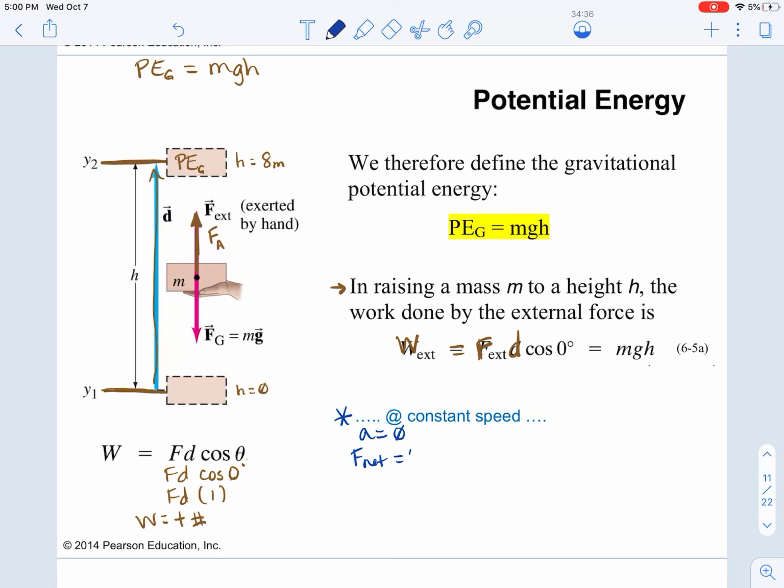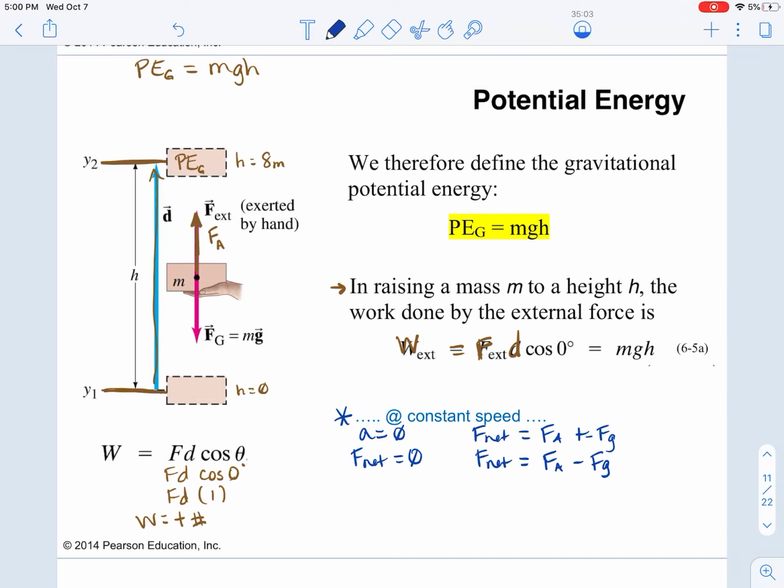Which means that the net force acting on my object is 0. The net force is the sum of your forces. And in this case, my applied force is in the upward positive direction. My gravitational force is in the downward negative direction. And so the popular vote is to express the formula like this.